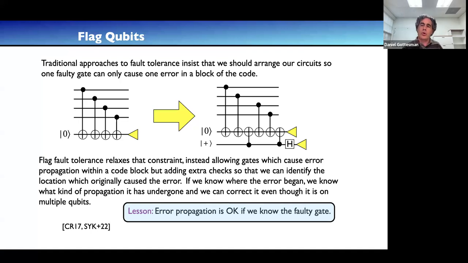So that's the moral here, which is that error propagation seems bad, but it might not be bad if we know that it happened. And in particular, if we know where the error started and we know how it would have propagated, which if we know the type of error, we know how it's going to propagate, then it's okay if it propagates to multiple qubits. We can just correct it the same way that we would correct a single qubit error if we can identify it. So that's the key, is that we have to be able to identify it.